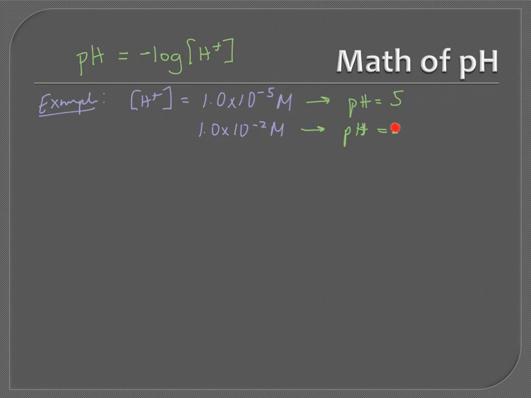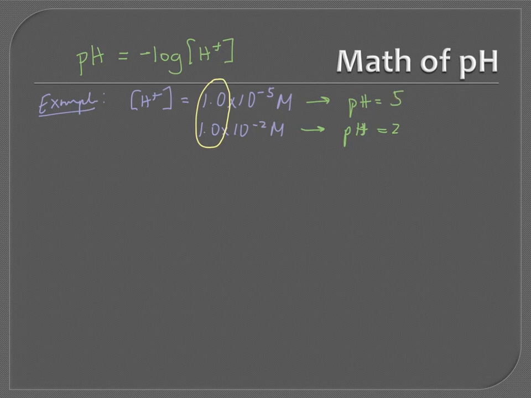That is our shortcut, but that's only if this part, I'm going to circle it, is equal to 1. And the examples you'll see on the test will only deal with 1. So you don't have to use this equation. Just remember the shortcut. You look at that exponent, drop the negative sign, and you get the pH value.